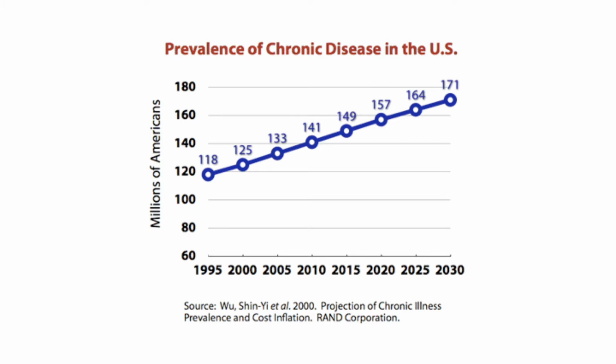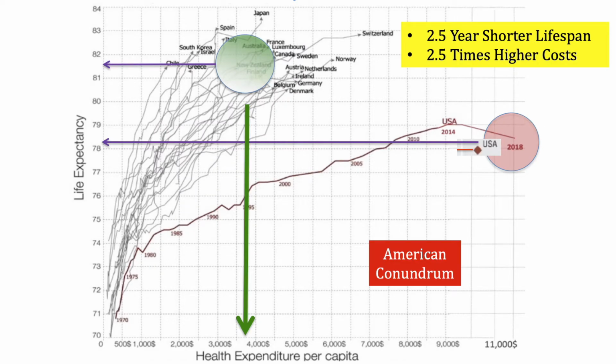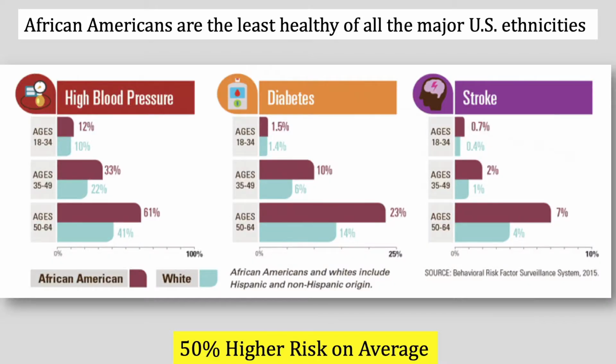In this chart, we're showing that this is really very much an American conundrum, where Americans, compared to the 35 other developed nations across the globe, live 2.5 years less, yet we're spending 2.5 times more on healthcare. So obviously, all that money is not necessarily being funneled down the right channel.